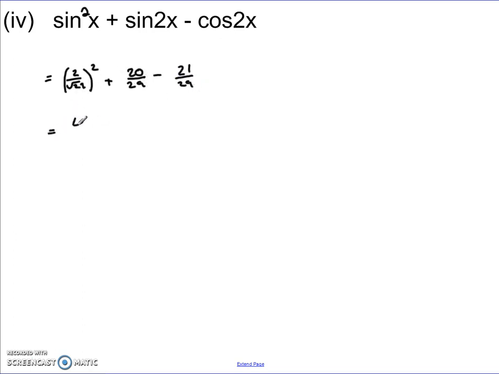Square the bracket out and you get 4 over 29 plus 20 over 29, take away 21 over 29. They're all over a common denominator, so it's fairly straightforward to combine the whole lot together. What you end up getting is 3 over 29 is your final answer. So this sort of expression, once we know these parts and we know our exact values, can all be fairly easily and straightforwardly done and combined together.